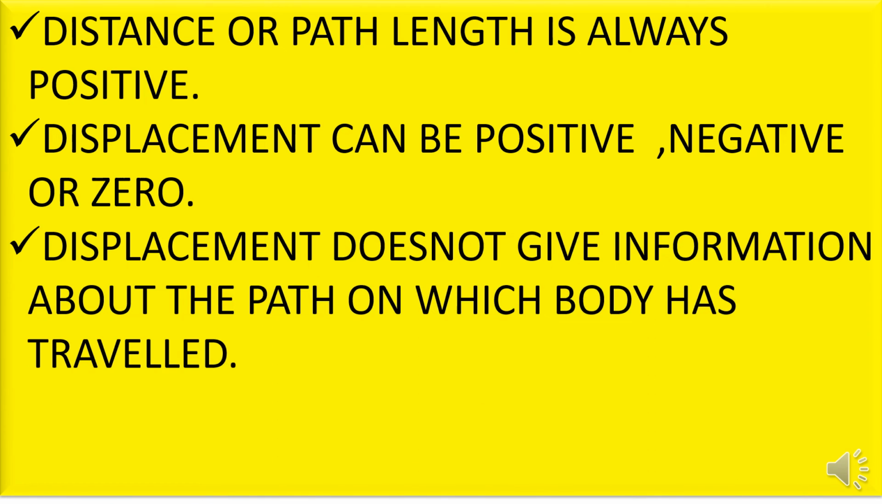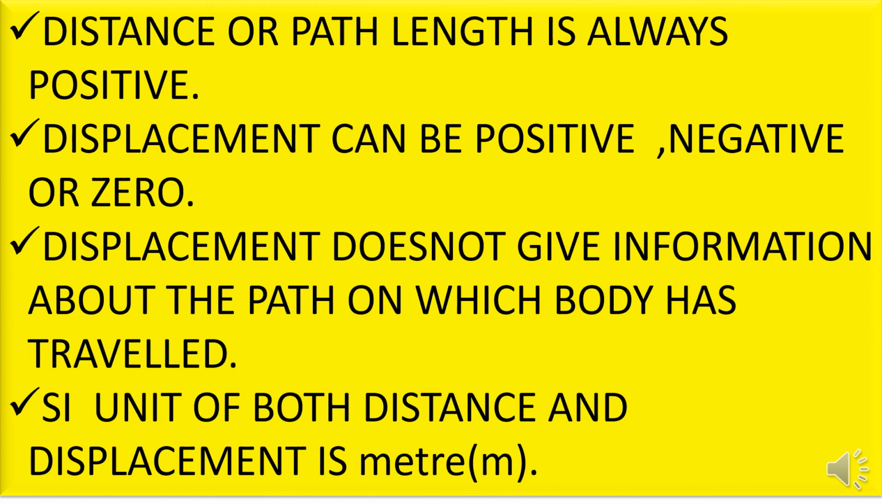Displacement does not give information about the path on which the body has traveled. Yes, and distance gives information about the path on which the body has traveled, but displacement does not, because displacement is not considering the path the body has traveled. It only considers the initial and the final position. And SI unit of both distance and displacement is meter generally, but sometimes we practice in centimeters and kilometers are also used, but most commonly the SI unit of both is meter.